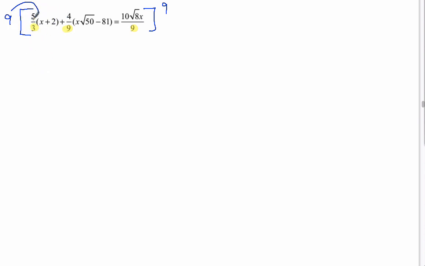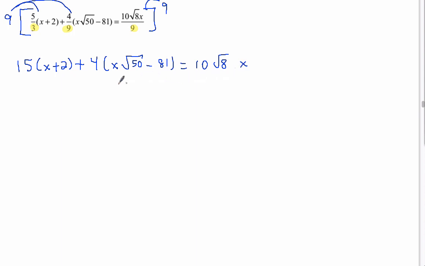And this is our first term. 9 times 5 over 3. 9 over 3 becomes 3 times 5 is 15. x plus 2 is part of that term as well. Then we multiply it by the 4 ninths. The 9s cancel and we're left with a 4 in the brackets, x root 50 minus 81, equals here. The 9s again cancel, left with 10 root 8x. Okay, let's expand some of these brackets.